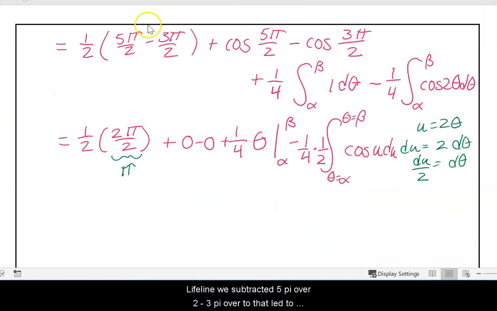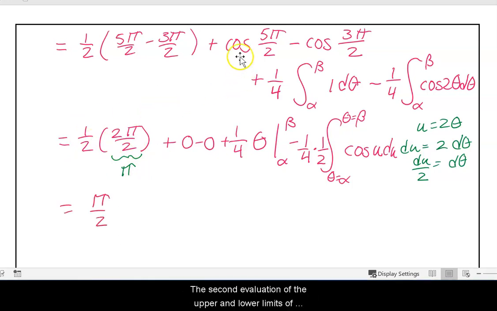In the next line, we subtracted 5 pi over 2 minus 3 pi over 2. That led to 2 pi over 2, which reduces to pi. As a consequence, this first term will simply become pi over 2.